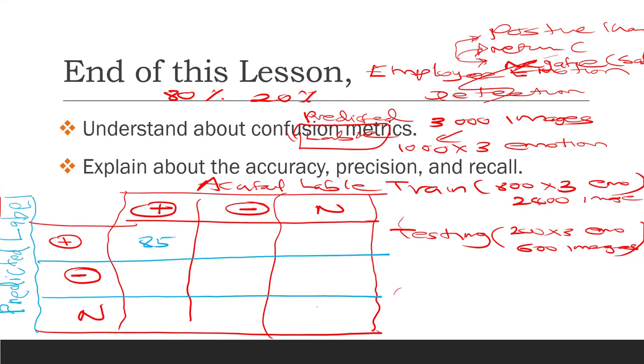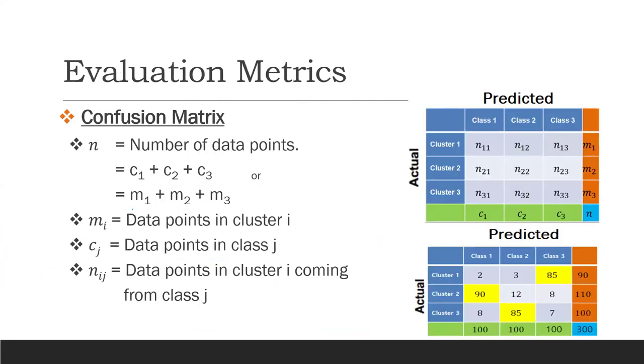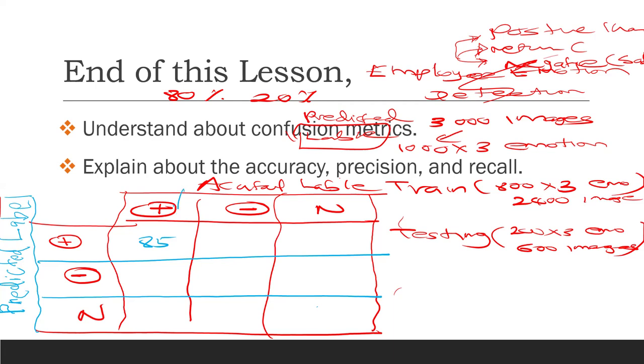Here, this 85, I will tell the answer. The 85 means these 85 instances are actually positive emotions. Also, these 85 instances, your model correctly predicted as positive emotions, right? So if you look here, they are actually positive emotions, and your model correctly predicted them as positive emotions. That is this 85. Okay, now tell me about this one.